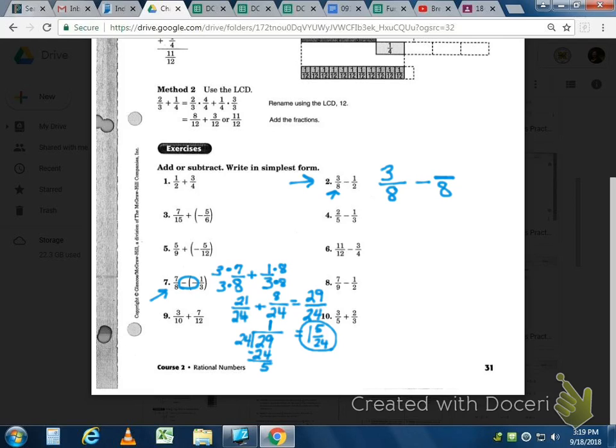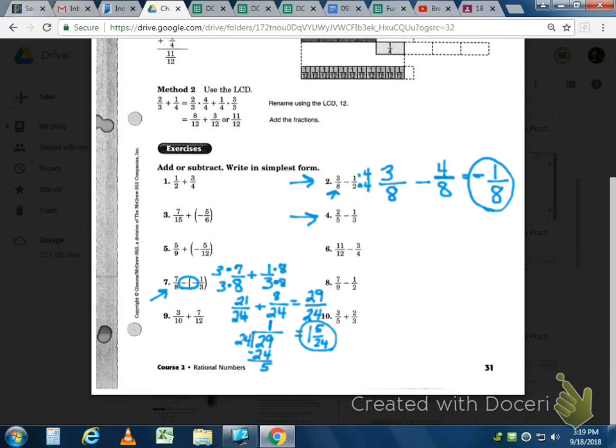2 times 4, however, is 8. So I've got to take 1 times 4, which is 4. Okay, so my denominator is 8. I have 3, and I'm losing 4. I have $3, but I owe 4, so I'm still $1 in the hole. So negative 1/8. We'll do one more here, and then I need to show you something else.